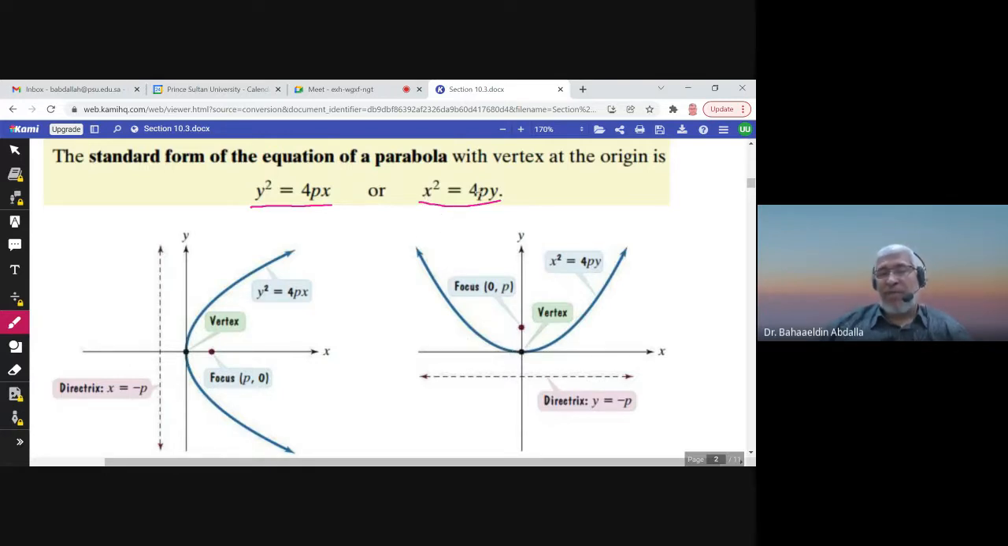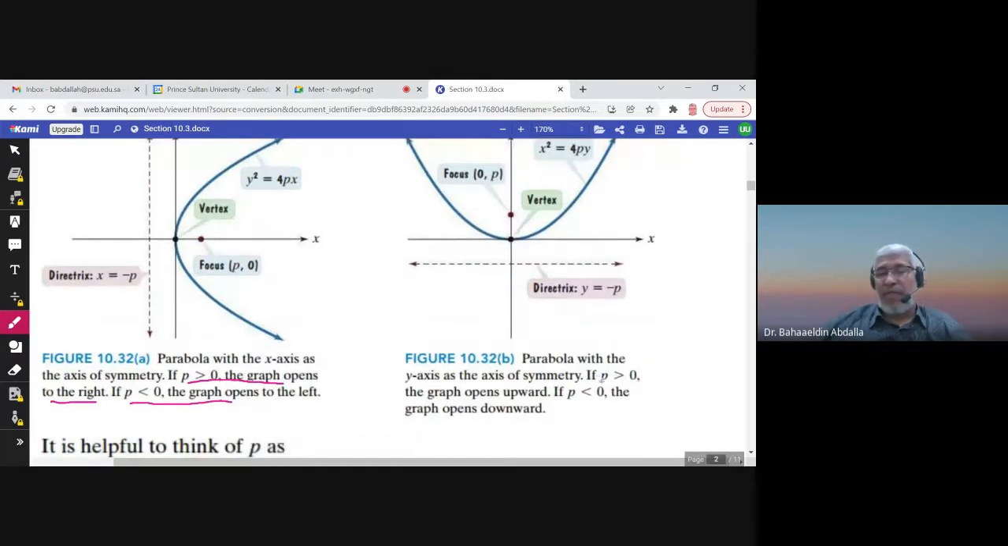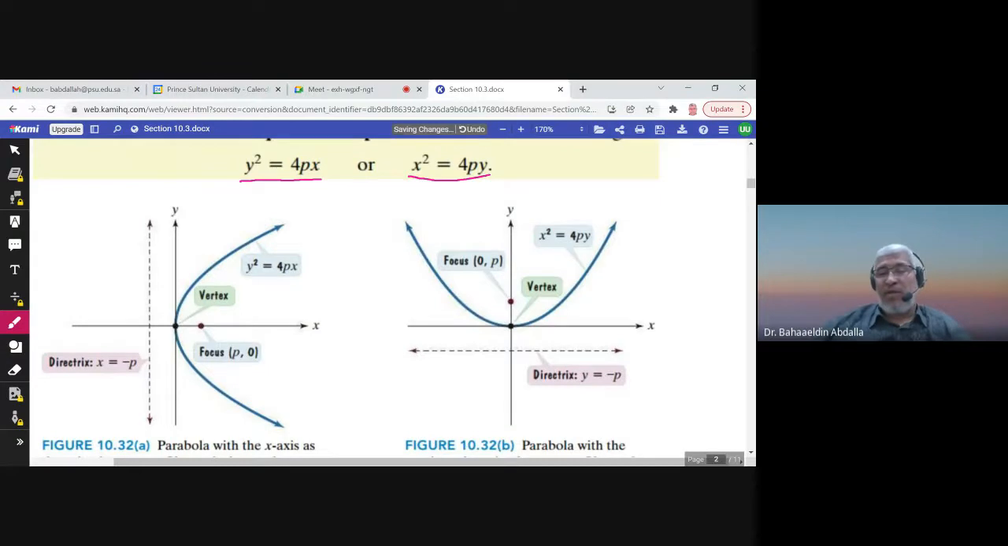This is the vertical parabola. Also, you can think if y has power 1, it's a function. So the vertical parabola is a function, while the horizontal parabola is not a function. And if p here is positive, then the graph opens up, and if p is negative, then the graph opens down, and the vertex will be 0, 0.